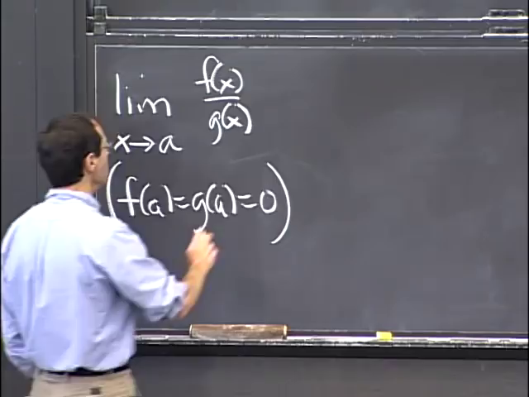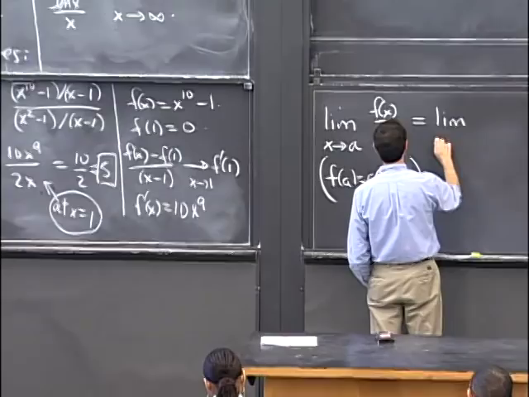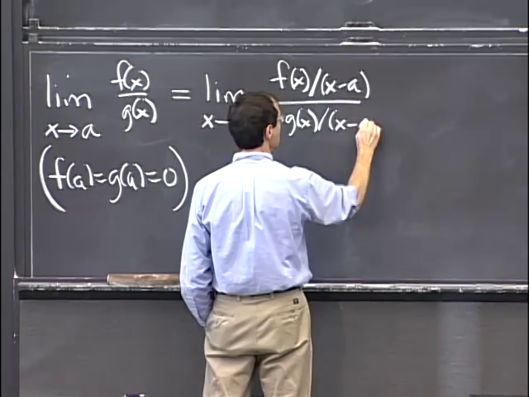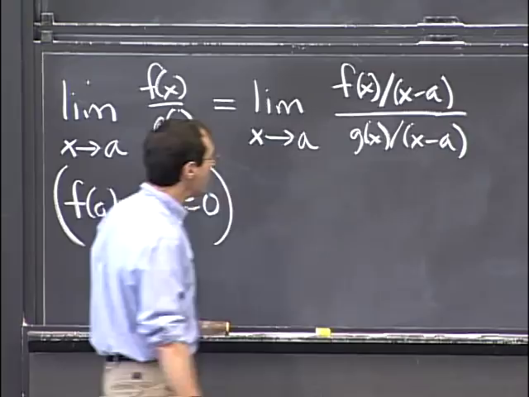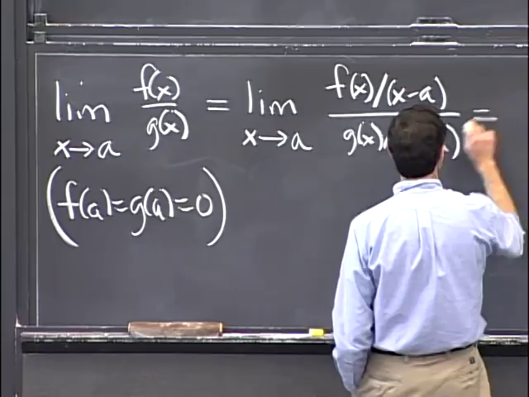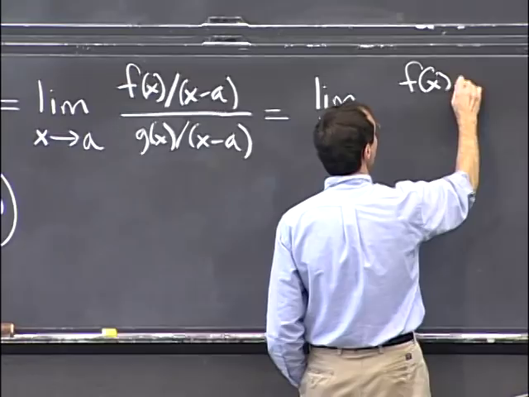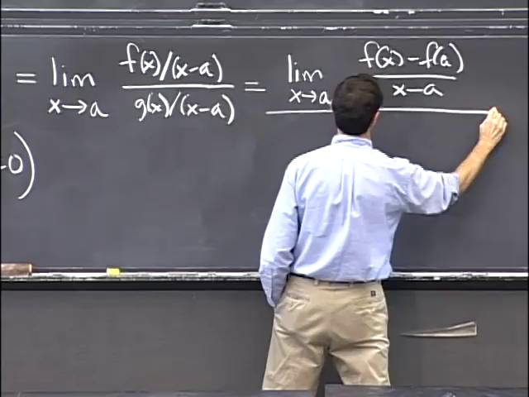Now we're just going to do exactly the same thing we did over here. Namely, we're going to divide in numerator and denominator, and we're going to repeat that argument. So we have here f of x divided by x minus a, and g of x divided by x minus a also. All right, I haven't changed anything yet. And now I'm going to write it in this suggestive form, namely, I'm going to take separately the limit in the numerator and the denominator, and I'm going to make one more shift. So I'm going to take the limit as x goes to a in the numerator, but I'm going to write it as f of x minus f of a divided by x minus a. So that's the way I'm going to write the numerator, and I've got to draw a much longer line here.